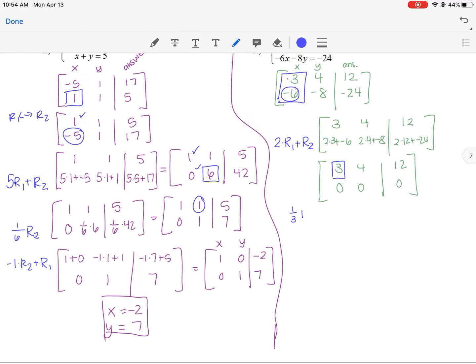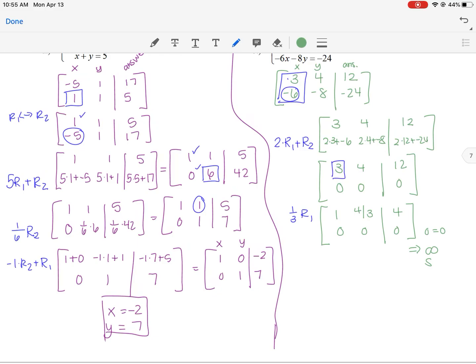Okay, to technically make this in row echelon form though, I've got to do one more step. I've got to make this a 1. So the way I'm going to do that is do 1/3 times row 1. So now I've got 1, I've got 4/3, and 12 times a third is 4. And I still got my zeros on the bottom. This is now in that reduced row echelon form.